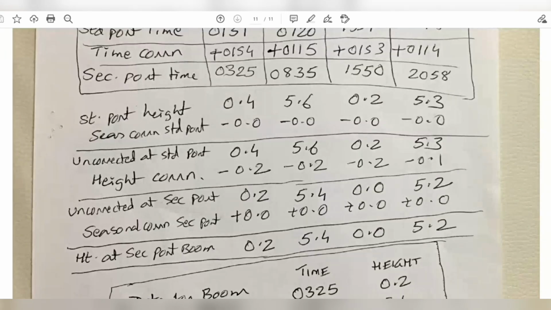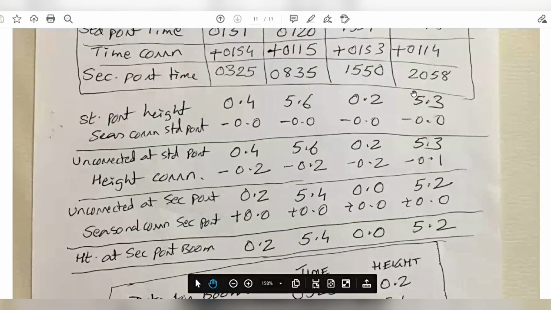Then we apply seasonal correction. Why? Because we don't know which month we are talking about. So seasonal corrections are different for different months. So what we are doing is, for a particular month, what will be the correction that is coming in seasonal. So this is the average value for the year. This is the correction to be applied. Now you get the height.